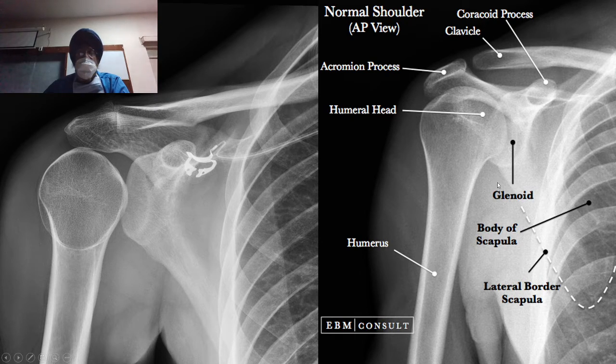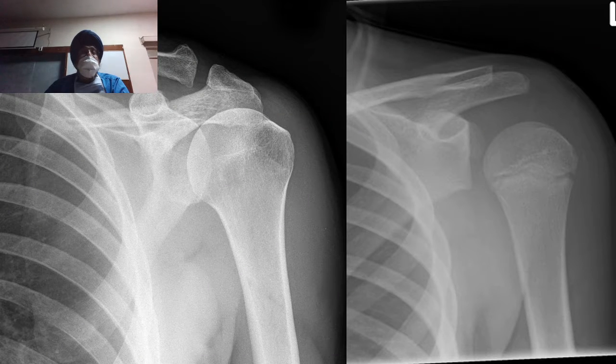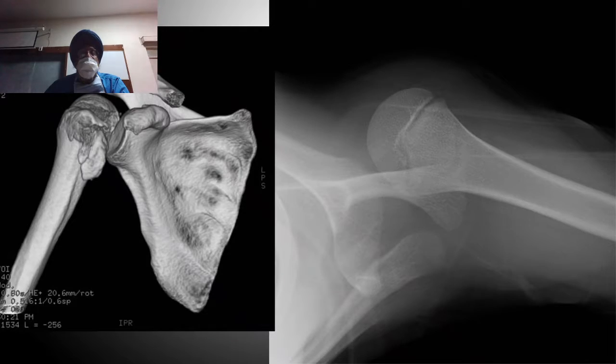So this is showing the posterior dislocation. These are the axial views. There is a fracture of the greater tuberosity and lesser tuberosity.